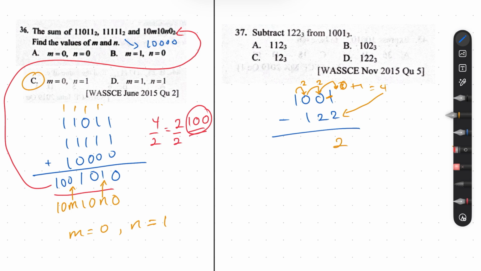2. Cool. Now we have 2 remaining here. Okay, 2 minus 2 is what? 0. And this one also, 2 minus 1 will give us what? 1. Okay, 1. And then finally here, since we borrowed 1 from here, our remaining over here there is what? 0. So 0 minus nothing is what? 0. So this is our answer, 102 base 3. That is our answer. Do we have it? Yes, it is B.